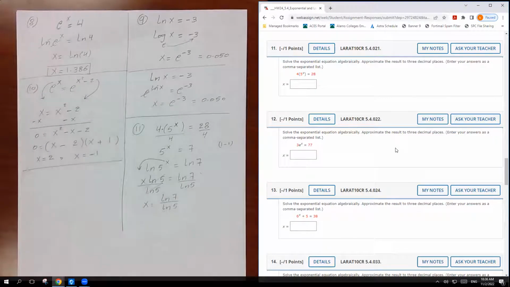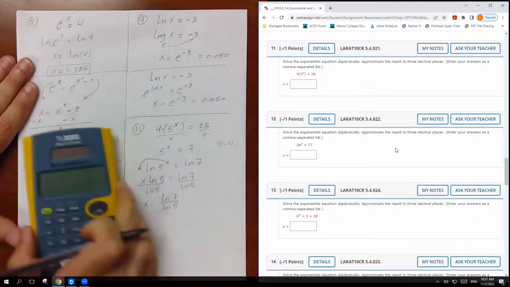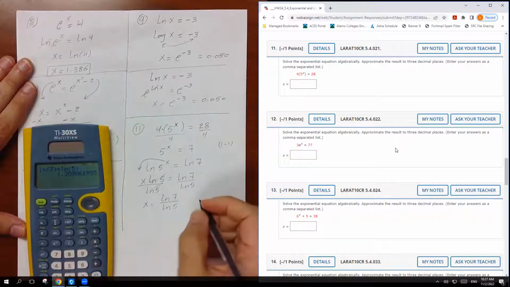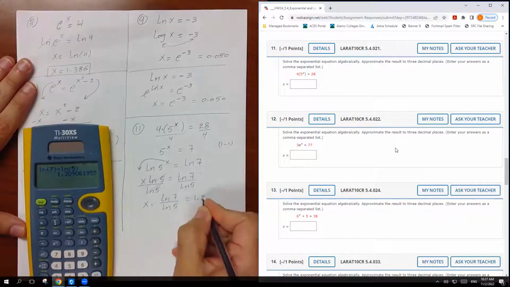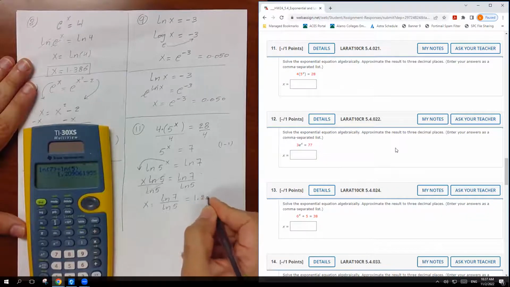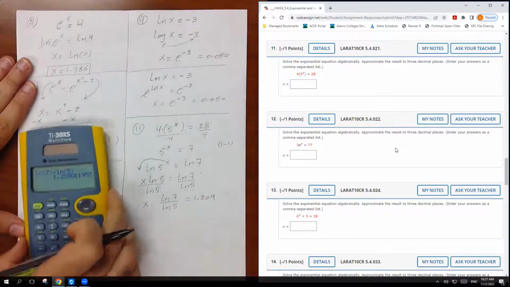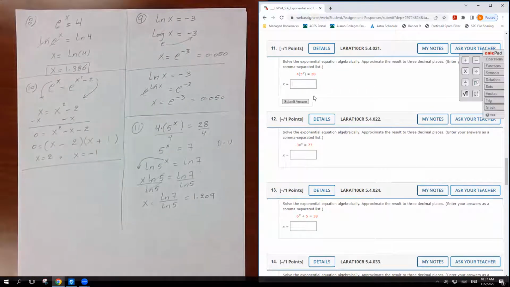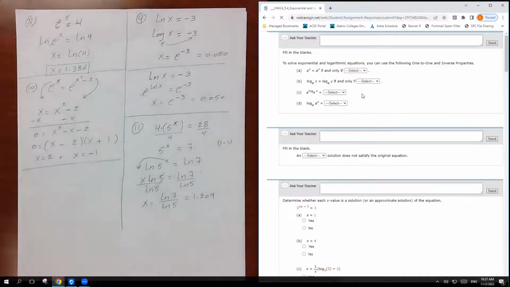The next part, you have to plug in. So we're going to say ln 7 divided by ln 5 is going to be 1.209. That's it for this example. So we're going to plug in here 1.209. We're going to do exactly the same thing with example 12.